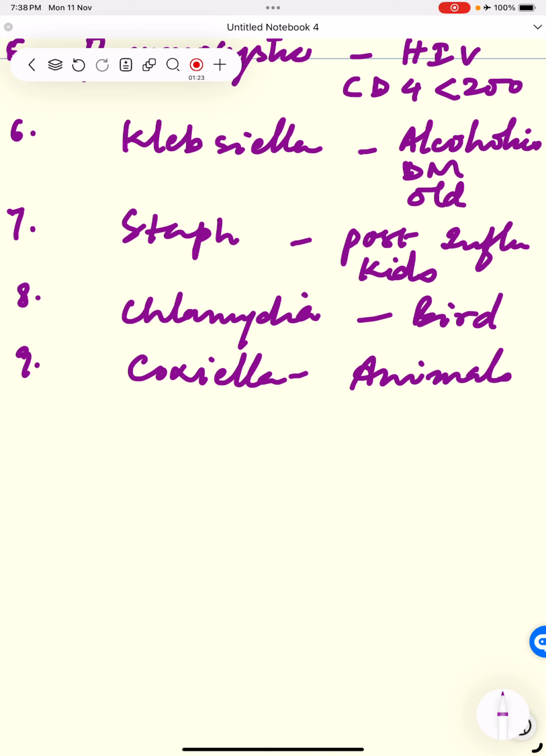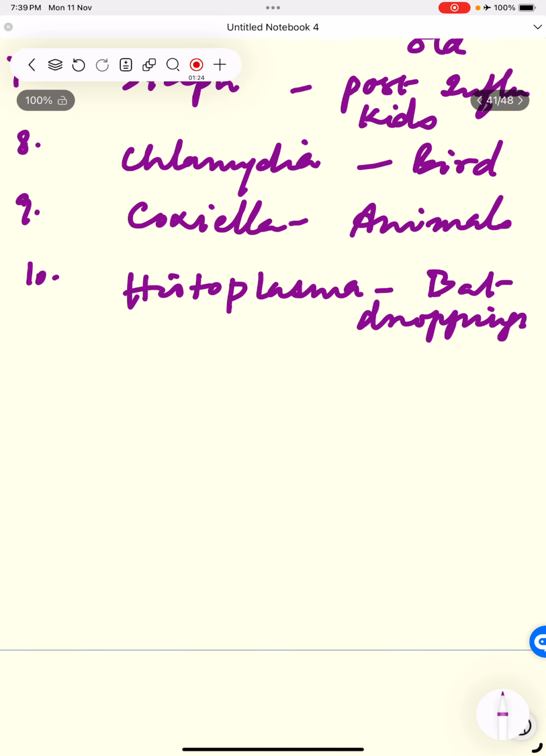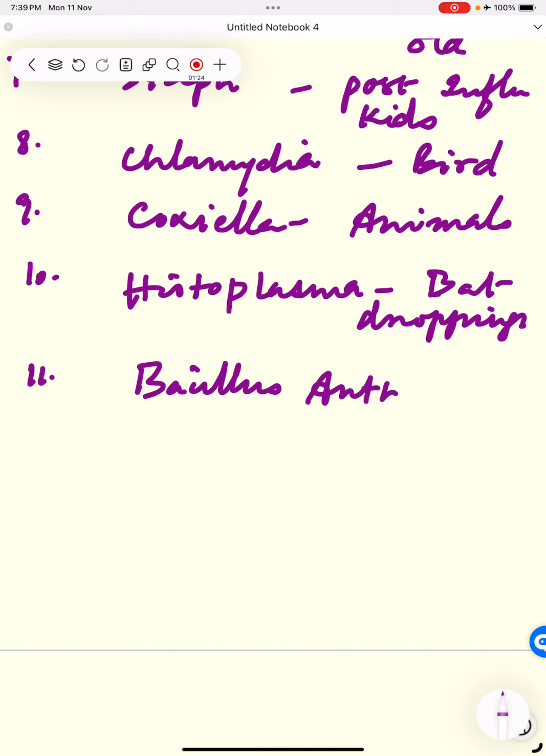Usually they are infected. And then another one which is rare is histoplasma. This is actually caused by bat droppings. So people who travel to caves can get histoplasma infection. And the last is Bacillus anthracis, which, as we know, is used as bioterrorism. So these are the list of microorganisms that are responsible.